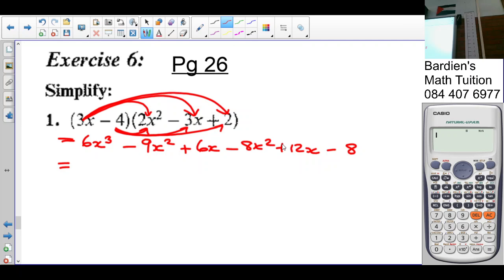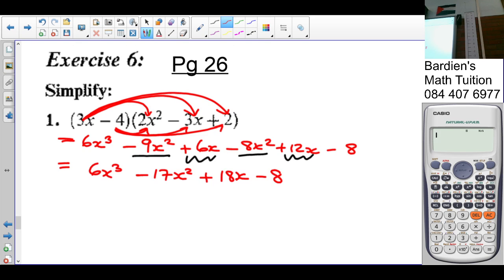So what do I do now? Add like terms. Negative 9x squared is a like term to negative 8x squared. 6x is a like term to 12x. So we get 6x cubed, minus 9x squared minus 8x squared is negative 17x squared, 6x plus 12x is 18x, minus 8.